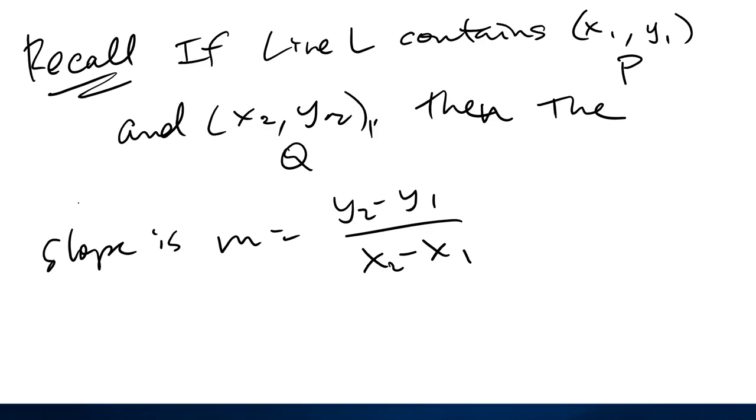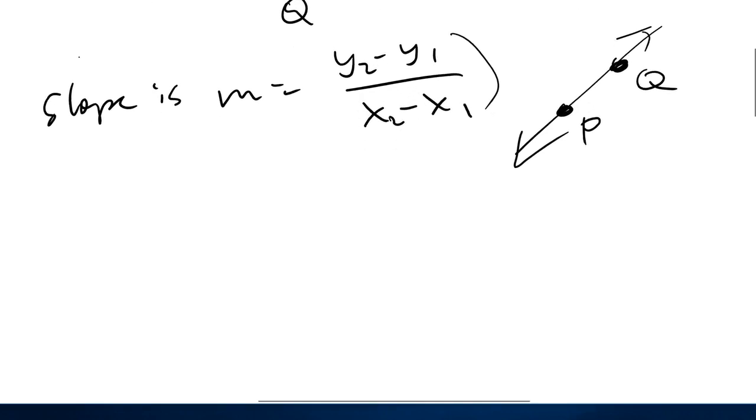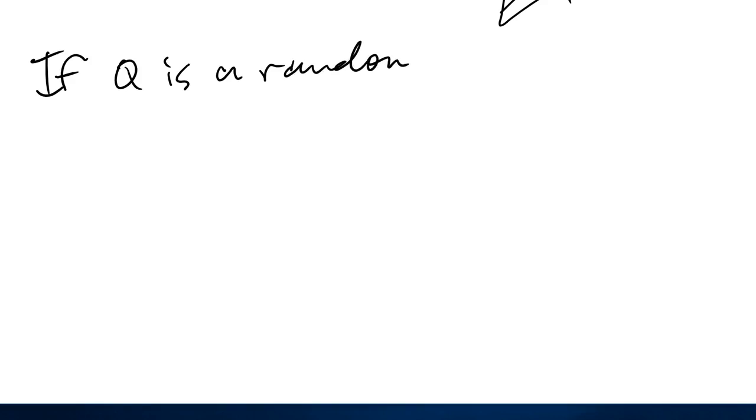Now, what you got going on here is a line L, and you have a point P, and you have a point Q, and the slope between them is this formula here. Now, I'm not going to go into where the formula comes from. We don't need that right now. All right, now, what if Q is a random point on the line, any point on the line? The formula is still the same.